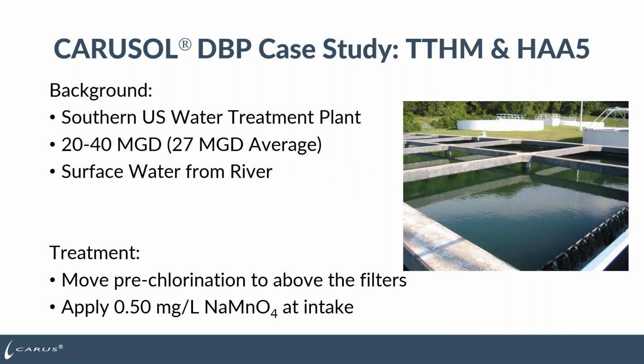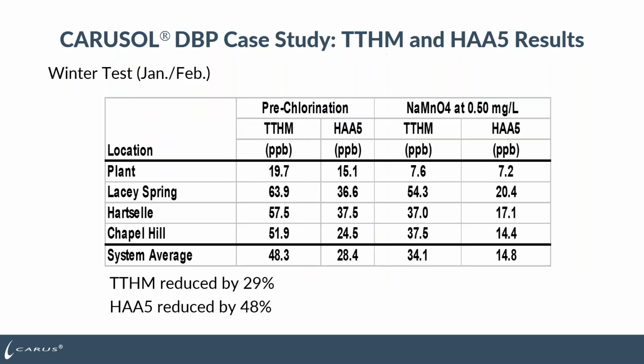Our final case study here, Disinfection By-Products. This was a southern water plant, 20 to 40 MGD, surface water from a river. They wanted to move pre-chlorination to above the filters, and they wanted to apply a target dosage of 0.5 milligrams per liter of sodium permanganate at the river intake. Now, the river intake was right next to the plant. You gained a couple minutes, but then they used the reaction time in the plant as well.